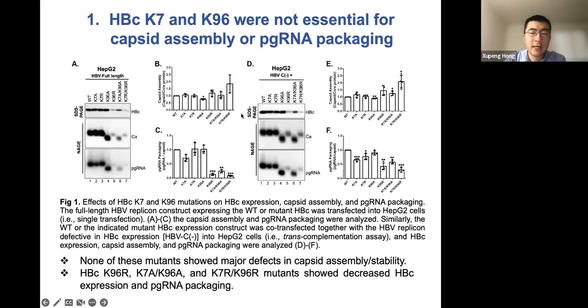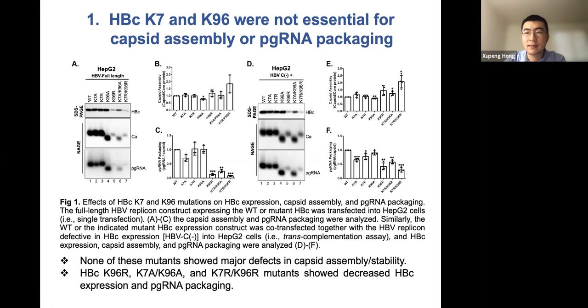So we made mutations on either K7 or K96 or both residues to alanine or arginine to investigate their effects. We made the mutations in the context of the HBV full-length replicon or the HBC expression construct. In this case, the HBC expression construct was co-transfected with the HBV C- replicon.